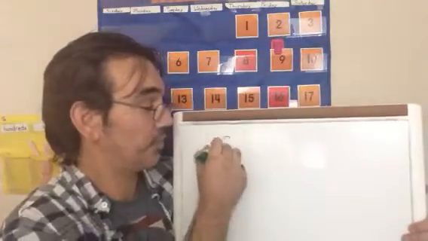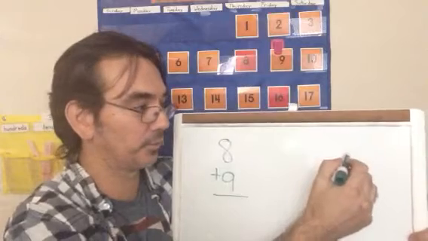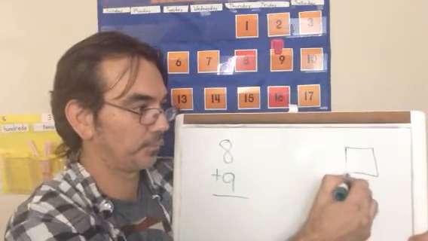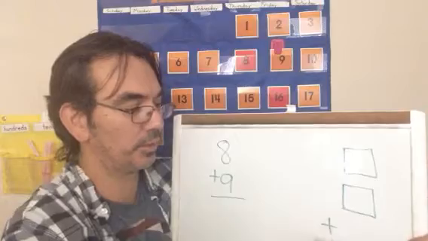So let's take a look at number 1 on your page, on page 98. And it is a pretty big one. It is 8 plus 9. And then over here, you've got some squares.